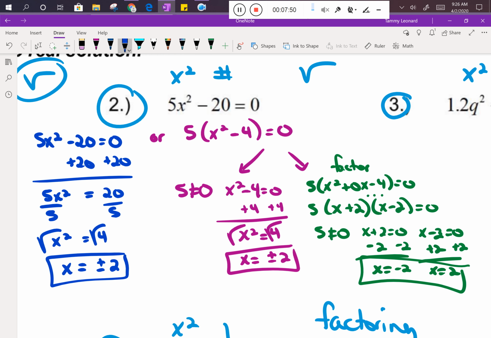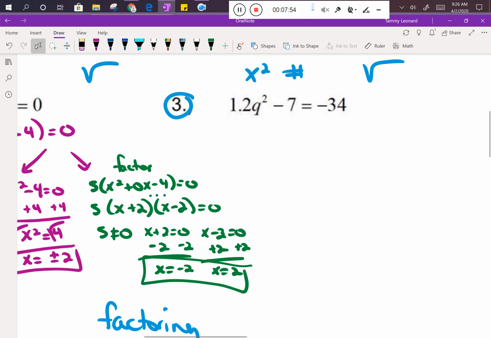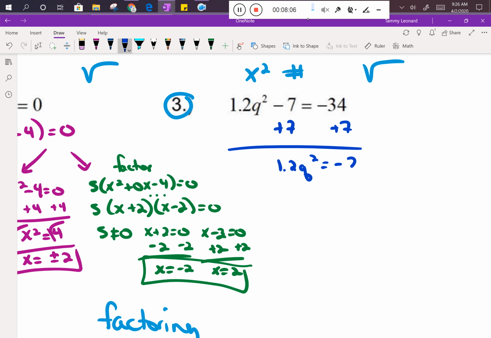All right, let's do one last problem. Oh, actually, I'm sorry. We said we were going to do 2 more together. So let's do this one with the decimal. We're going to do this one by solving by square root. So we're going to start by adding 7 to each side. So we have 1.2 q squared equals negative 27. Then we're going to take and divide both sides by 1.2.